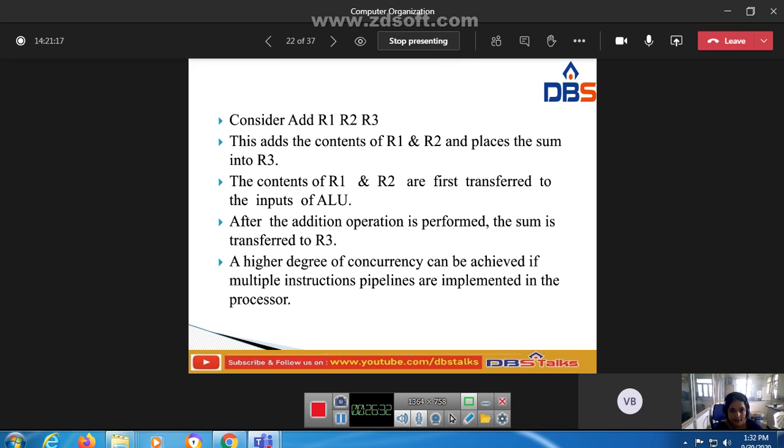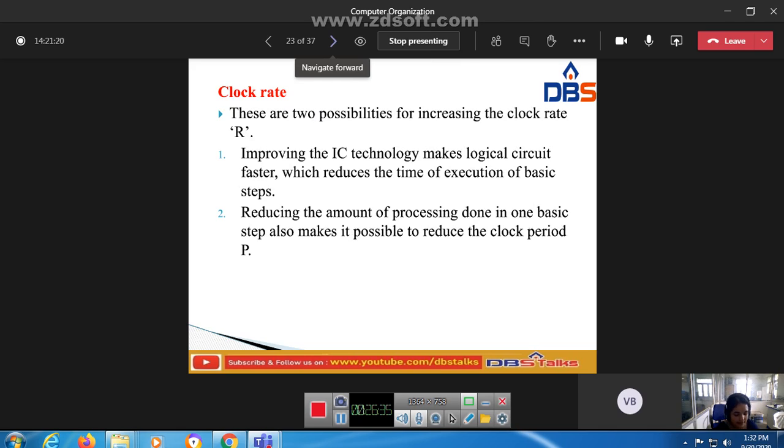Next, coming to clock rate. There are two possibilities for increasing the clock rate. Improving the IC technology makes logic circuits faster, which reduces the time of execution of basic steps. This allows the clock period P to be reduced and the clock rate R to be increased. Reducing the amount of processing done in one basic step also makes it possible to reduce the clock period P. However, if the actions performed by an instruction remain the same, the number of basic steps needed may increase. So this is the clock rate.